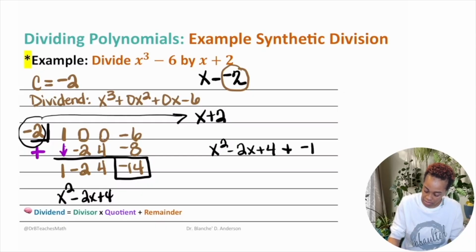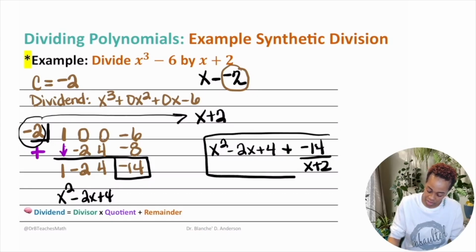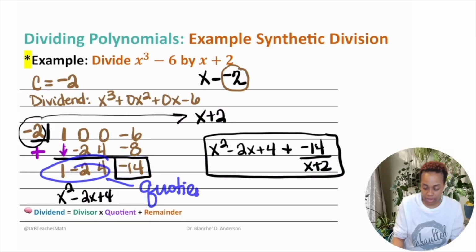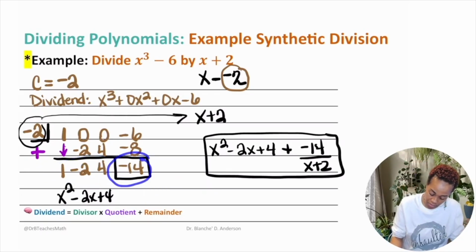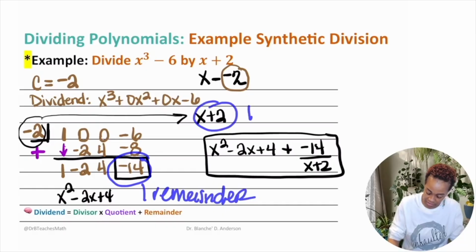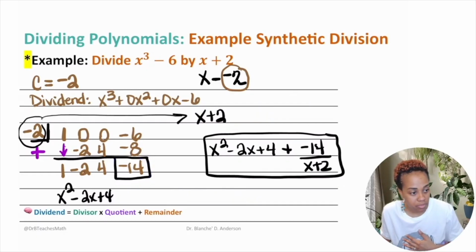plus remainder over divisor. I don't remember telling y'all that this part is the quotient. This is your quotient. That's your answer, okay? The quotient's the answer. That's probably why I didn't say it. And then, of course, your remainder. And then whoever's doing the dividing, this is your divisor. Okay? Cool beans.